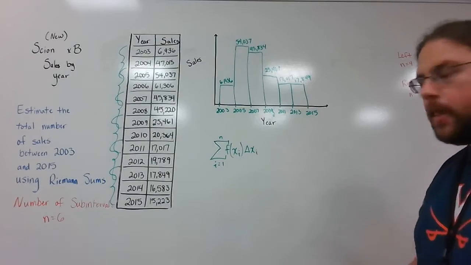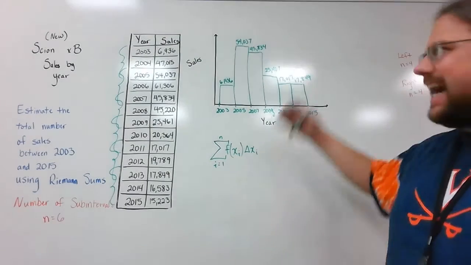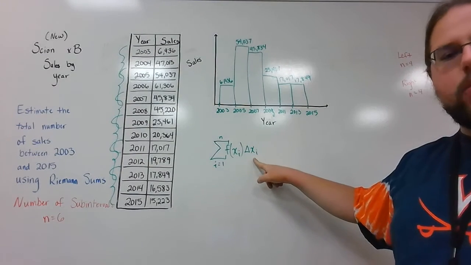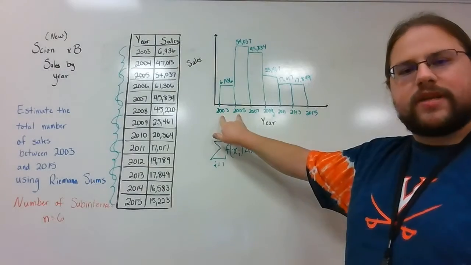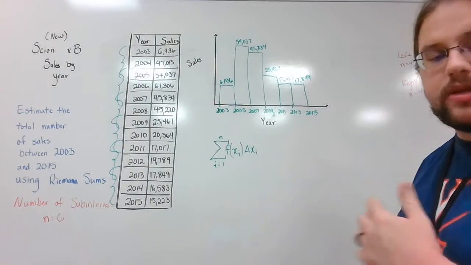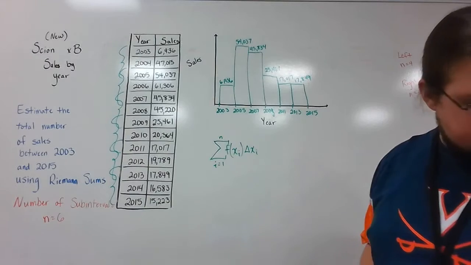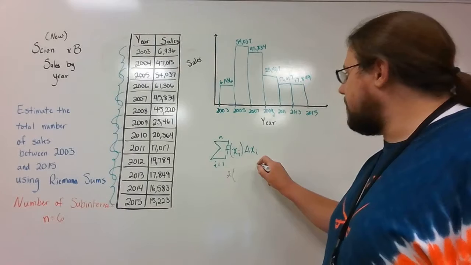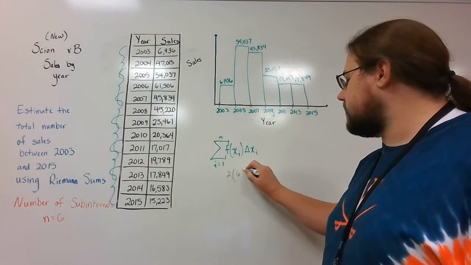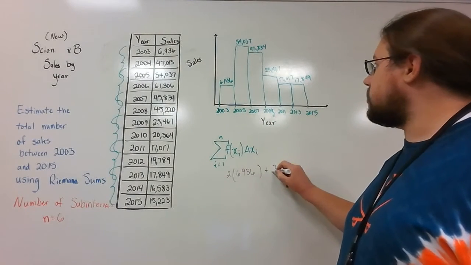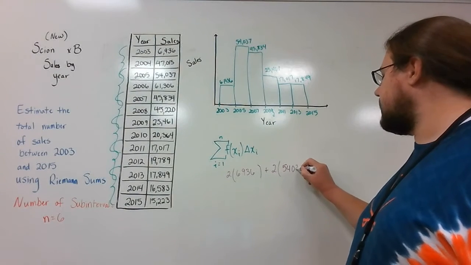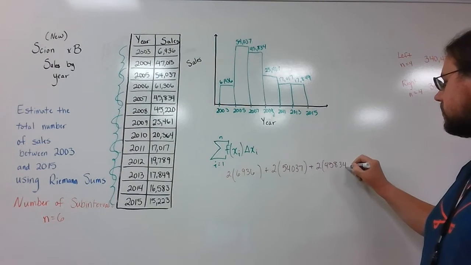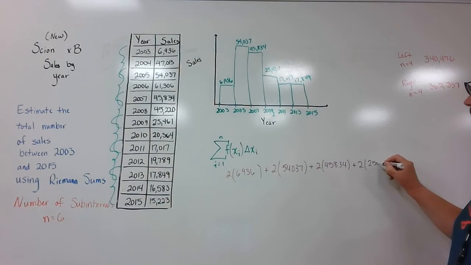Now, again, let me repeat. This f of x is the height. It's what I wrote on my graph. This delta x is my width. Now, again, this is 2 years. 2003 to 2005 is 2 years. So we're going to take 2 for my number of years, for my width, and multiply it by my height, which is 6,936. Then I'm going to do it again. 2 times 54,037. Keep going. 2 times 45,834 plus 2 times 25,461.